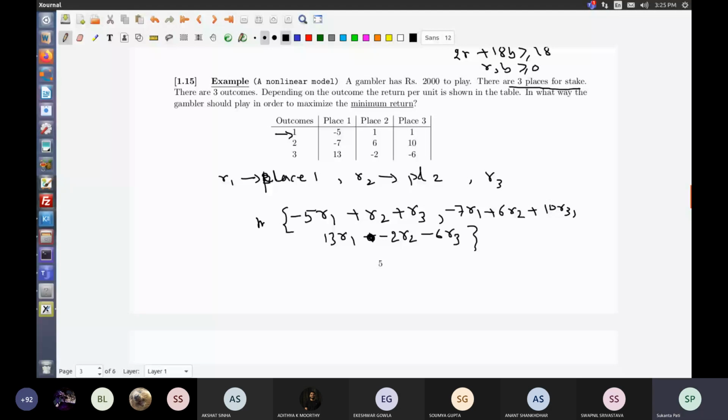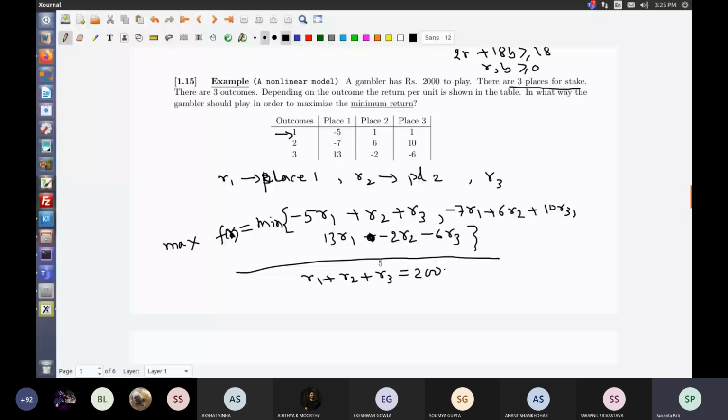So what is x? The x coordinate is like R1, R2, R3. Let me write this as f of r. So this is your f(r), and that you have to maximize, subject to the constraint R1 plus R2 plus R3 is equal to 2000, and each Ri is greater than or equal to 0. That is all. These are the constraints.